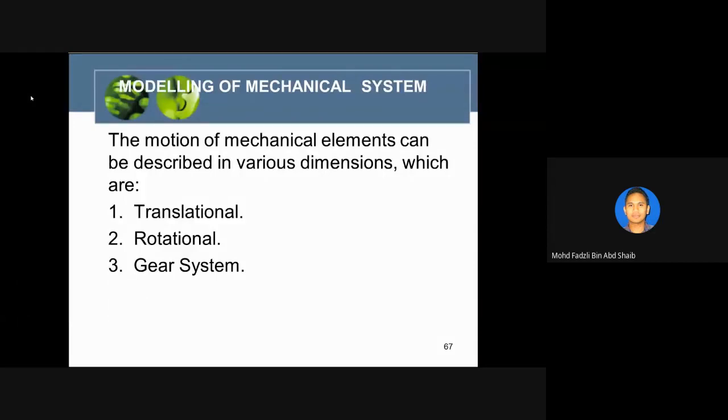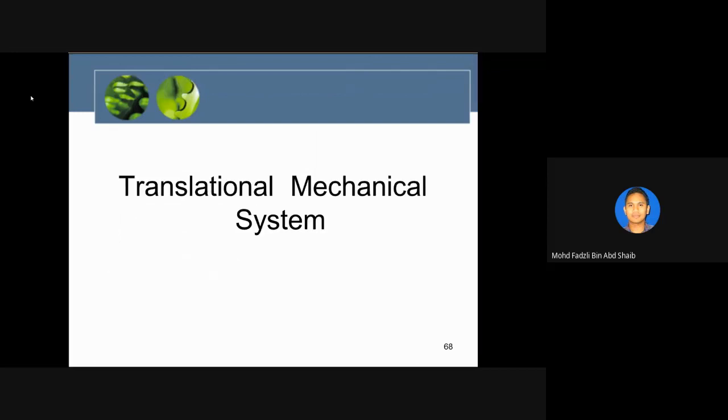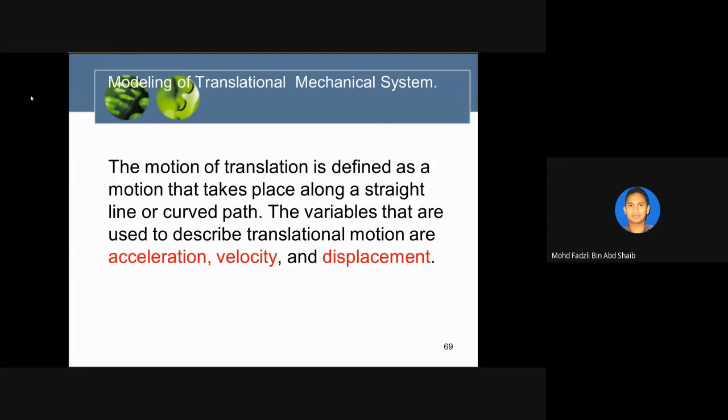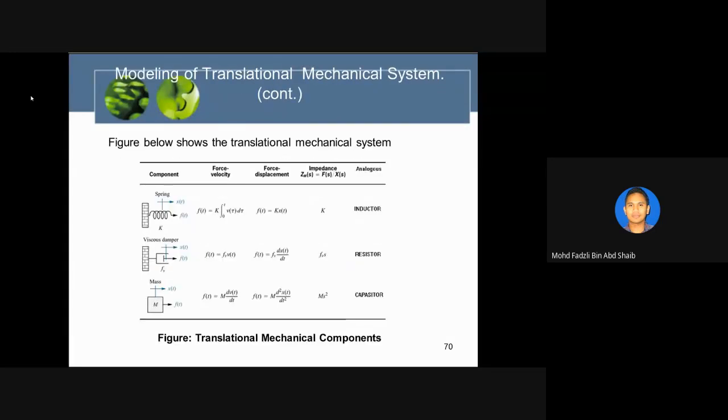Translational, please take note. A translational mechanical system describes translational motion such as acceleration, velocity, and displacement. Modeling of translational mechanical system divides into three parts, which is spring, viscous damper, and mass.